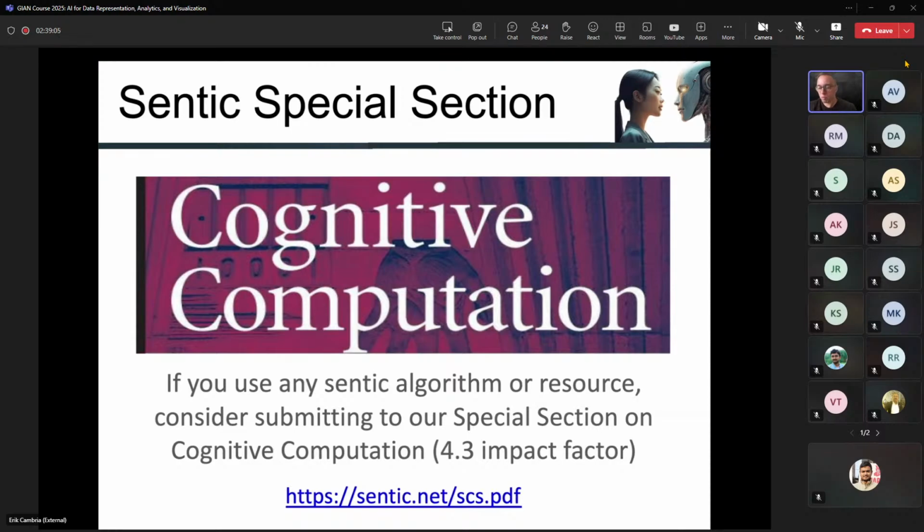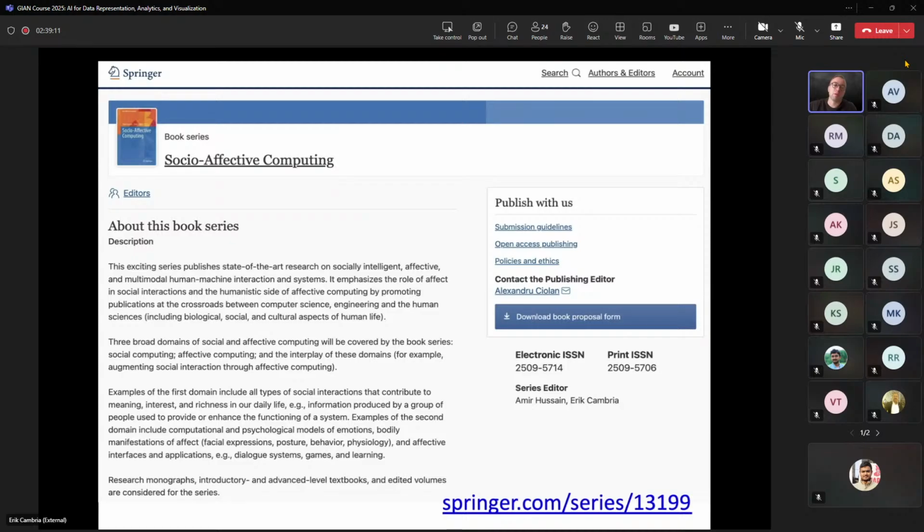But even if you're just publishing something related to affective computing, it's also fine to send it here. And then, as I mentioned, we have this book series by Springer on social affective computing.